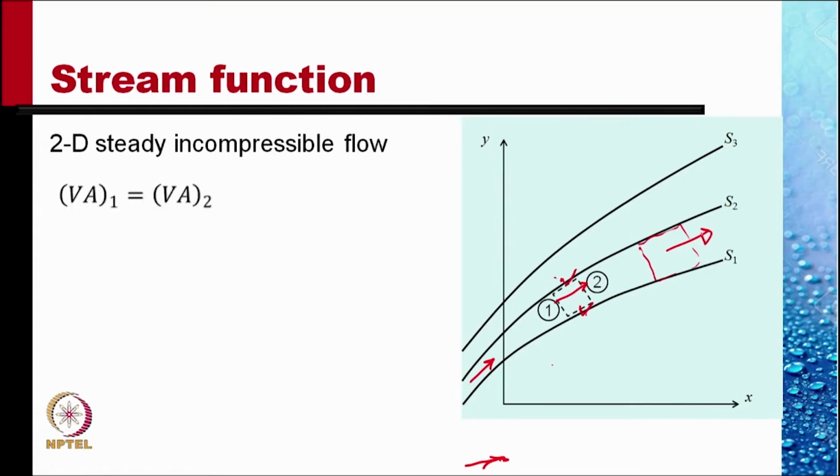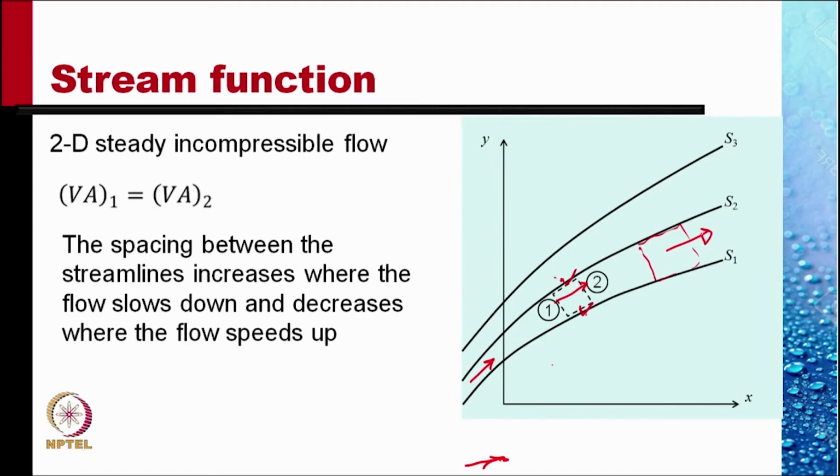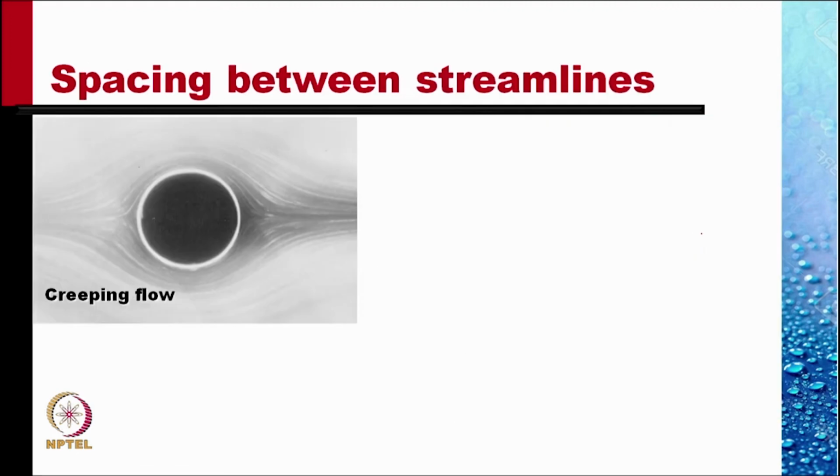V A1 is equal to V A2, the density being constant. So the spacing between the streamlines increases when the flow slows down and decreases when the flow speeds up. If area A1 is more than area A2, then V1 should be less than V2. This is illustrated very nicely by this example.